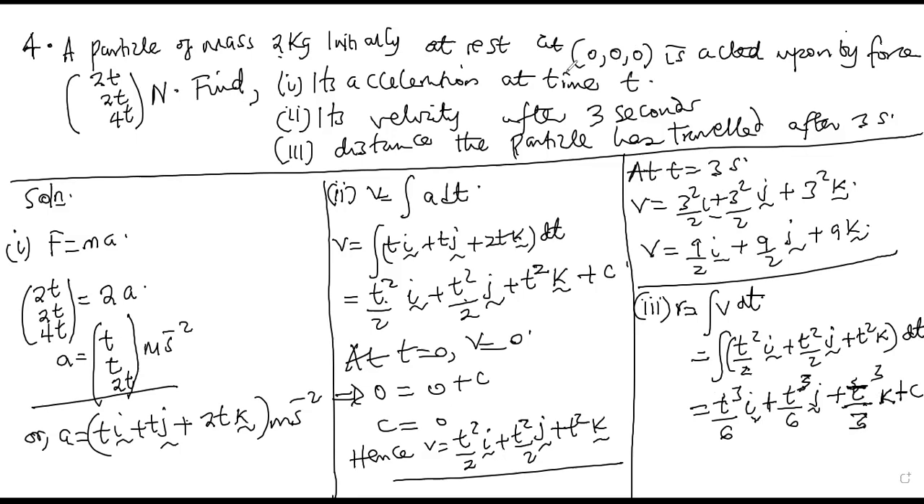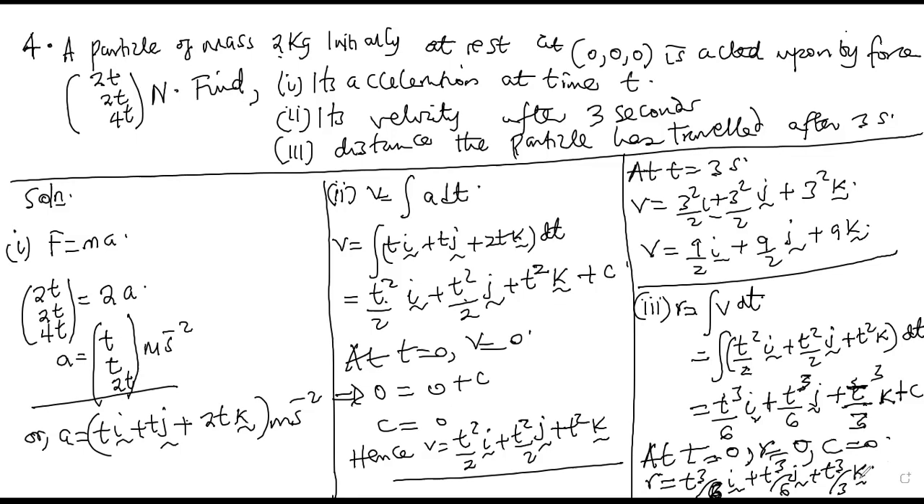But initially it was positioned at 0, 0, 0. So at time t equals 0, r was also equal to 0, implying that when you substitute, you will also get c as 0. So r at time t is going to be equal to t cubed over 6 i plus t cubed over 6 j, then plus t cubed over 3 k.